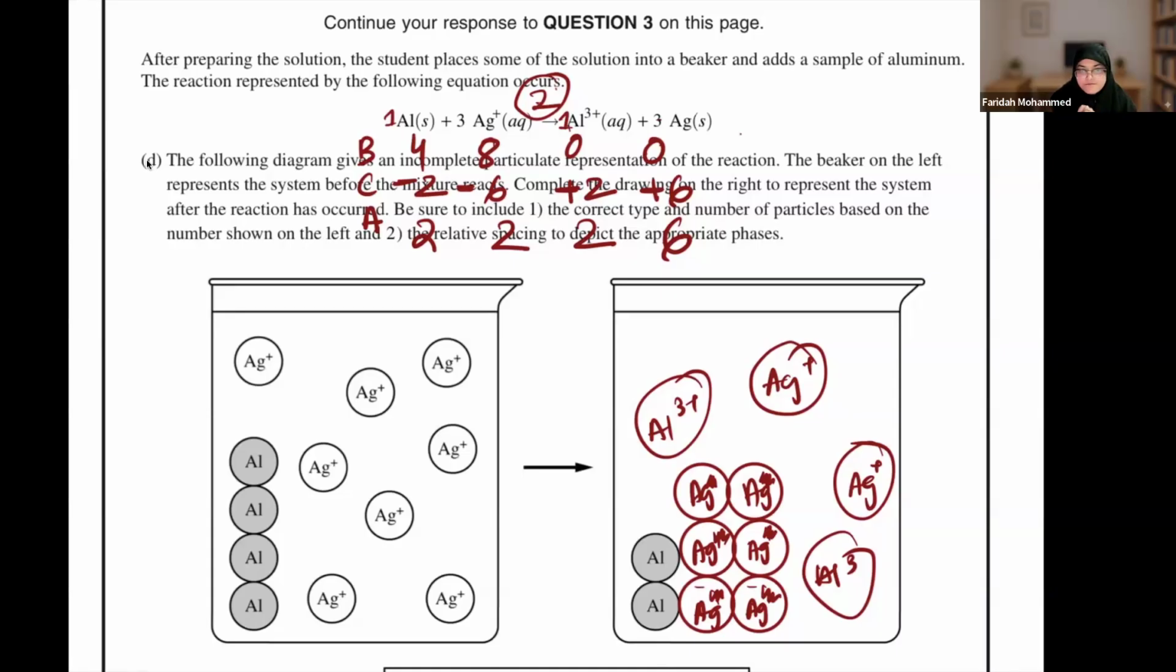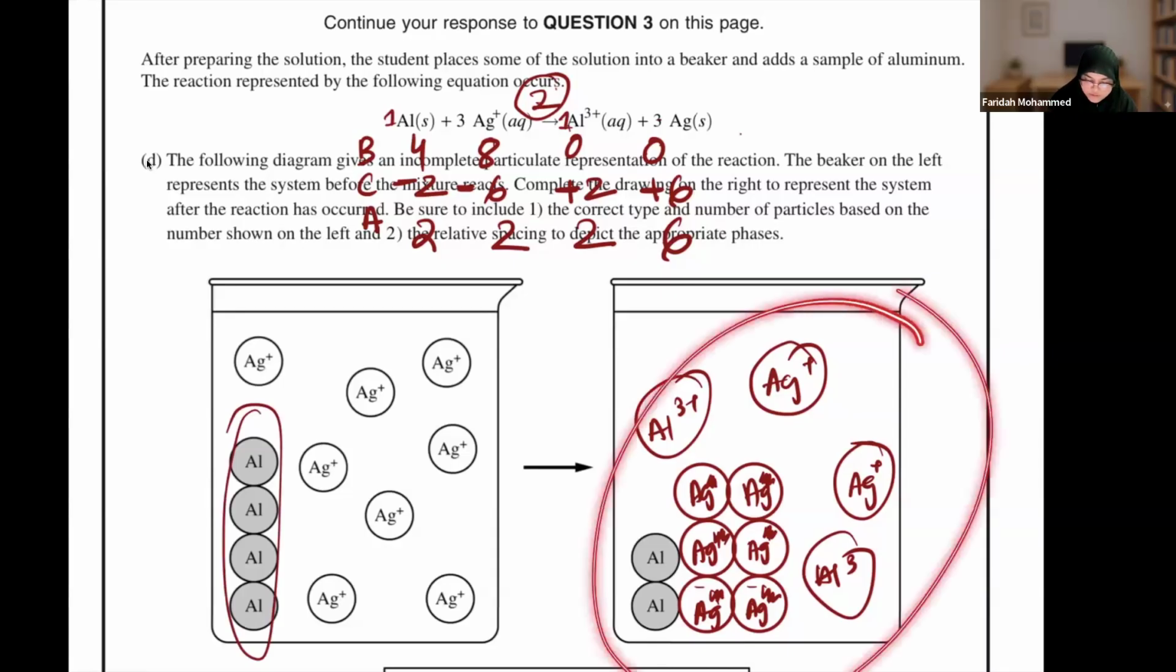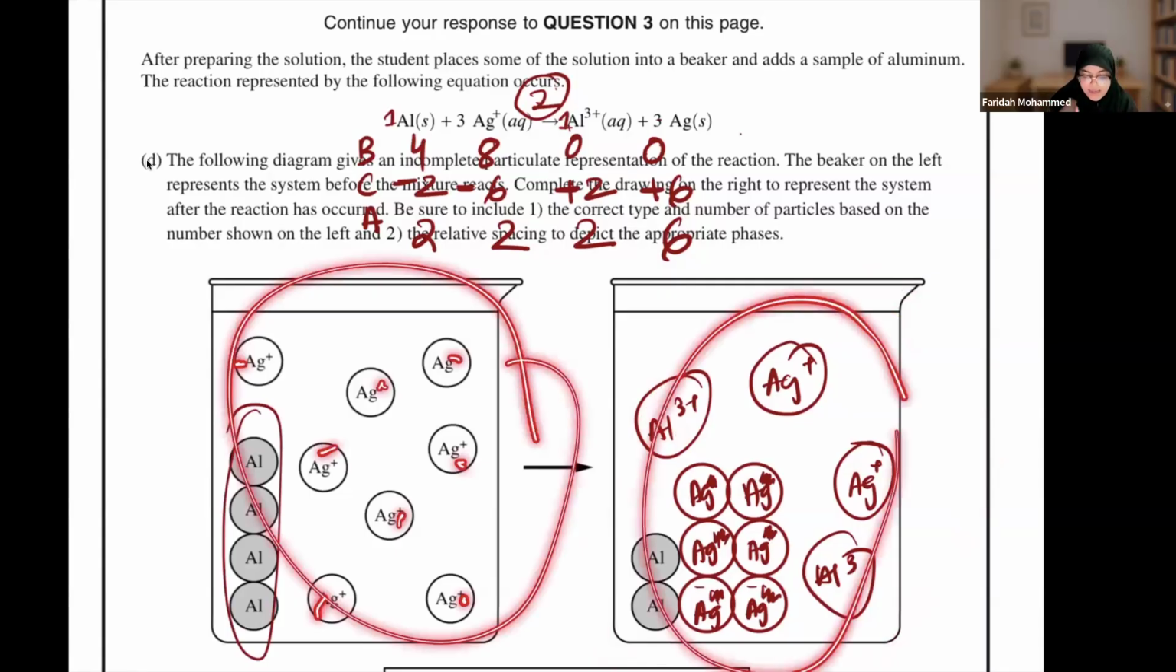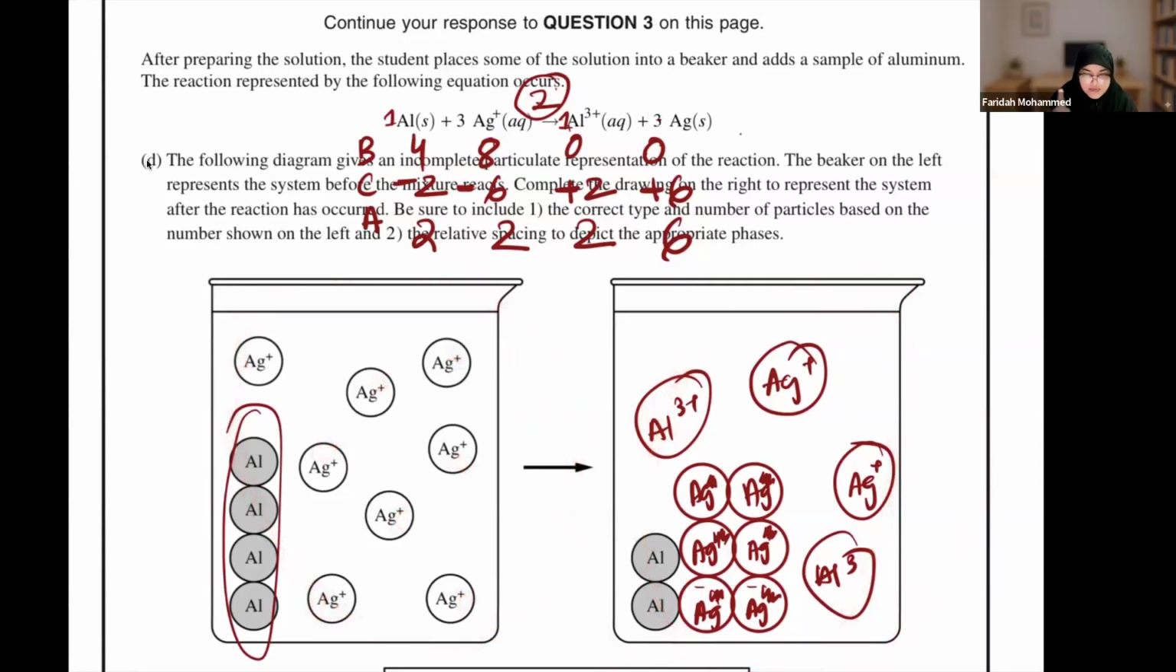Okay, so the points. If you have 4 Al, total Al, Al3 plus together with Al, and 1, 2, 3, 4, 5, 6, 7, 8 Ag plus, Ag and Ag plus, give yourself 1 point.